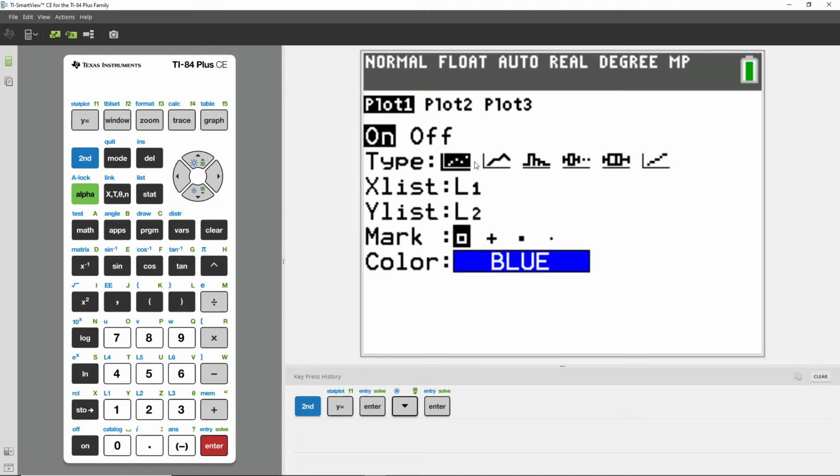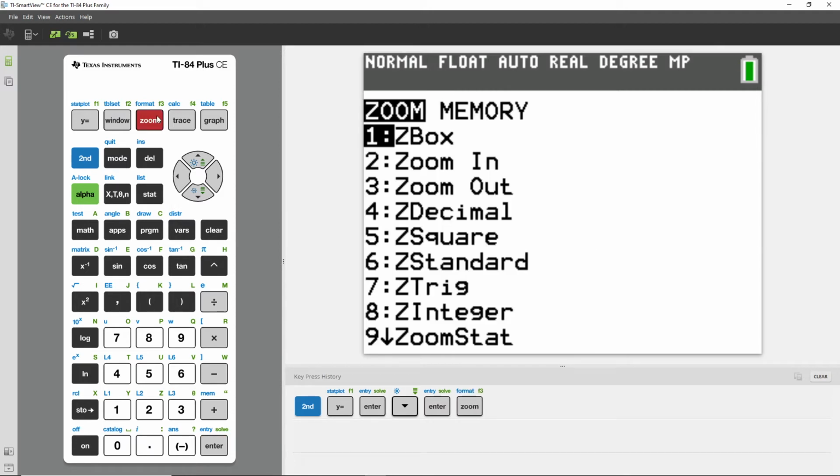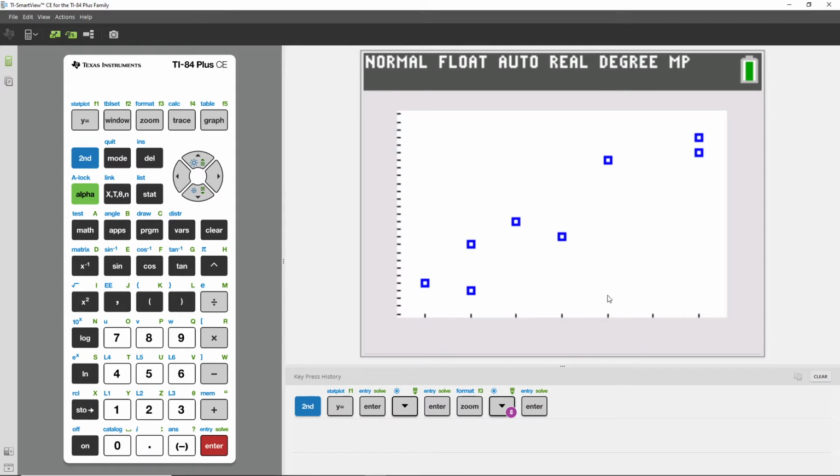And when you have that type selected, they're going to prompt you for the X and Y list, which is correct. Our mark looks good, and now the only thing left to do is to actually plot it. So we go over to Zoom and choose Zoom Stat number 9. Scroll all the way down until you get to Zoom Stat. And there it is.